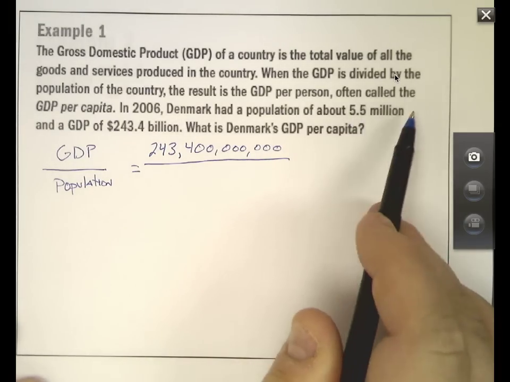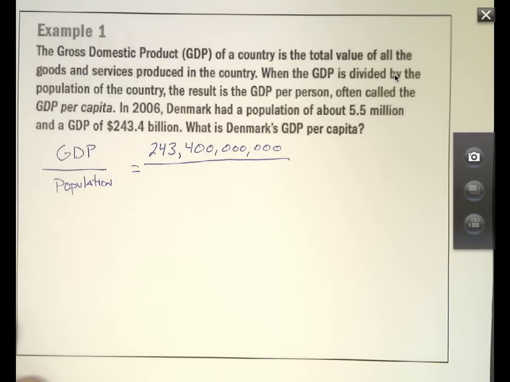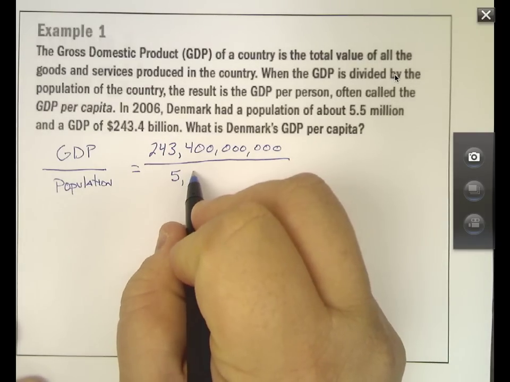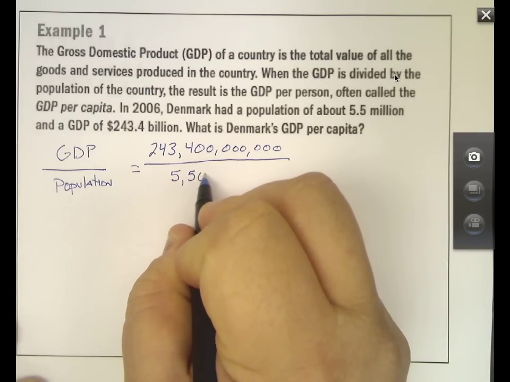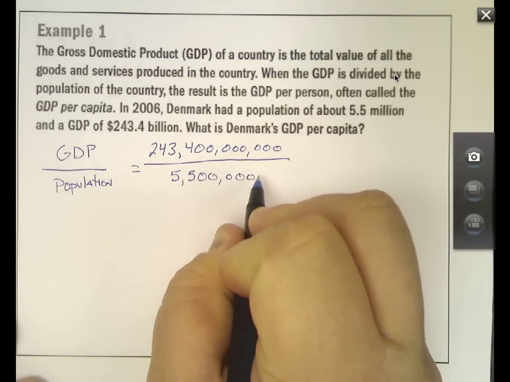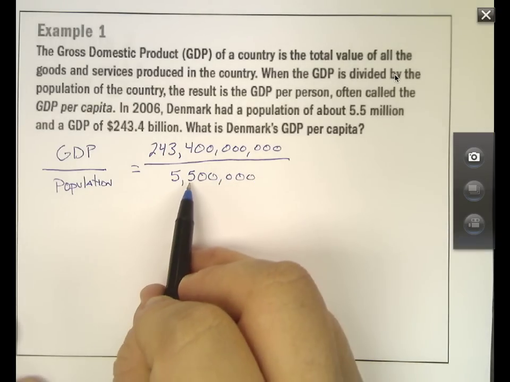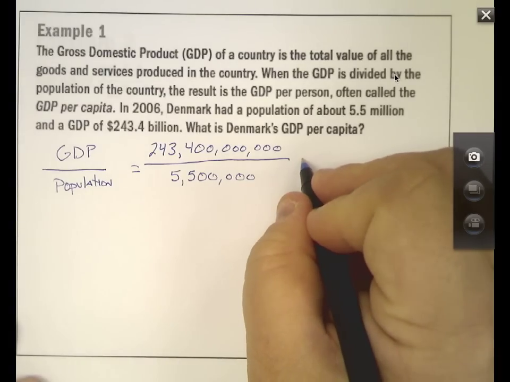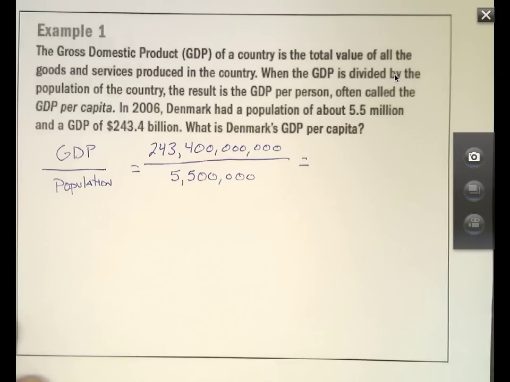243.4 billion divided by 5.5 million. We all know millions have 6 zeros, so it's 5, 0.5, so it's 5, 6 zeros. This 5 takes the place of the other 0.